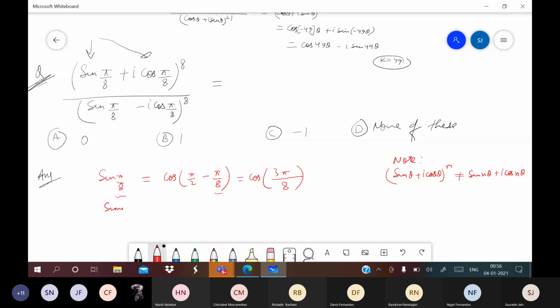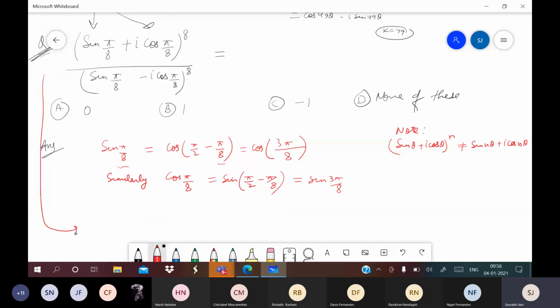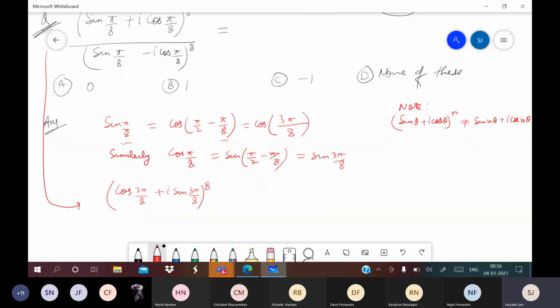Similarly, so first you use trigonometry. Cos pi by 8. Cos theta is sin 90 minus theta. This is sin 3 pi by 8. Okay. Write like this first. So sin pi by 8 is cos 3 pi by 8. Cos pi by 8 is sin 3 pi by 8, to the power 8, divided by, repeat the same thing in the denominator, cos 3 pi by 8 in place of sin pi by 8 and sin 3 pi by 8 in place of cos pi by 8.